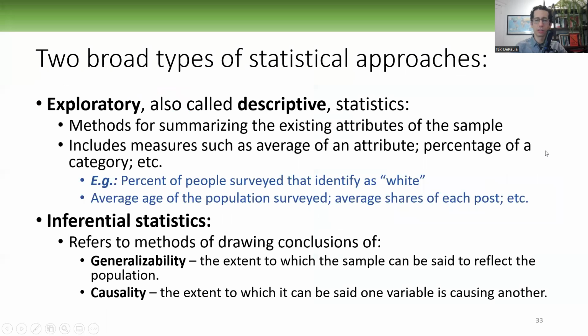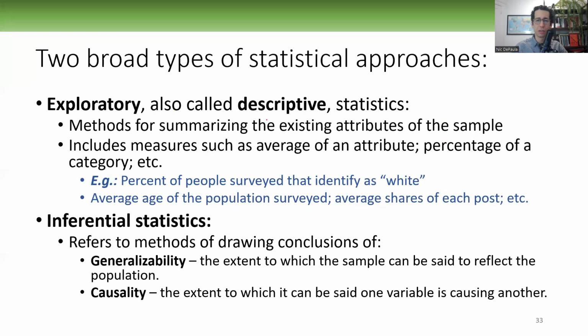When we talk about statistical analysis, there are just two broad approaches, or two broad types of statistical approaches. That's the exploratory and the inferential. The exploratory is also called descriptive, and that's the methods for summarizing the existing attributes of the sample of the data, or maybe of the population of the data as well.